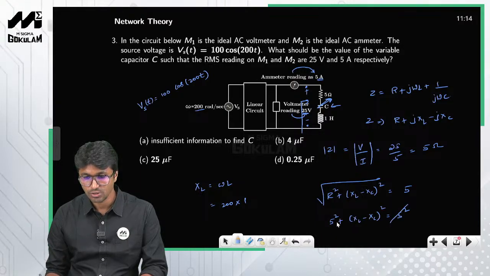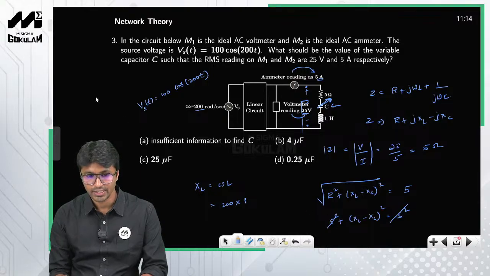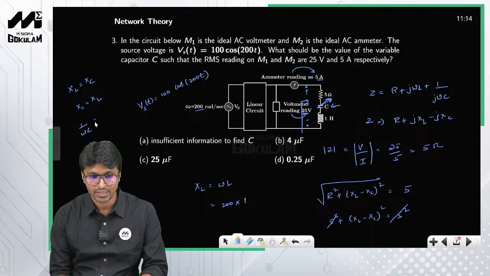So therefore 5 square and 5 square will cancel. What is it that you get? So XL is equal to XC, or simply XC is equal to XL, right? So what is XC? XC is equal to 1 by omega C, and what is XL? XL is equal to omega L. So from this you need to calculate the value of C. So C is equal to 1 by omega square into L, right?